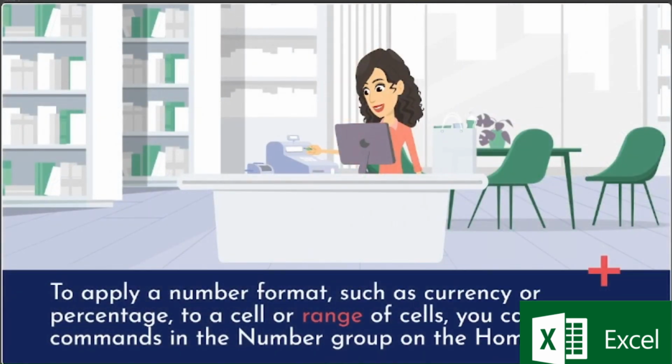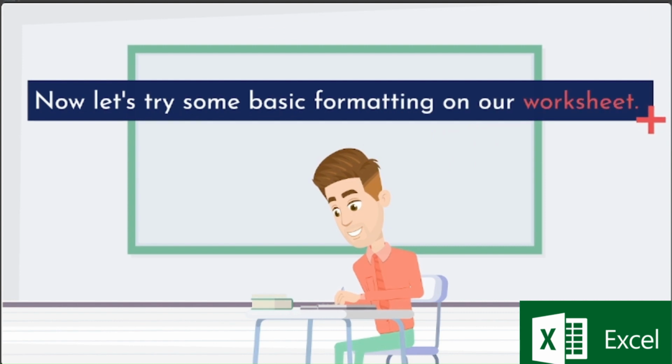To apply a number format, such as currency or percentage, to a cell or range of cells, you can use the commands in the number group on the Home tab. Now let's try some basic formatting on our worksheet.